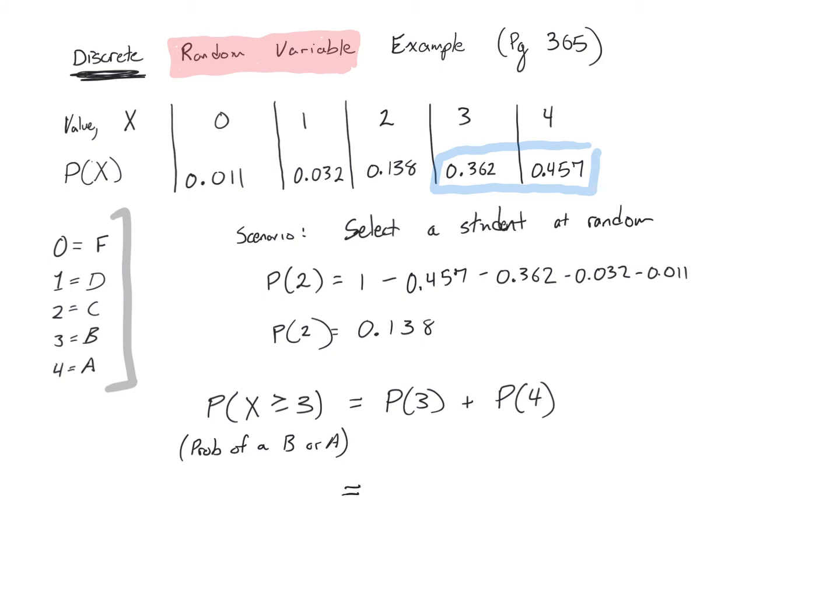For now, because it's discrete, we just look at all the ones that are at least 3, and we see that there are 2 of them, and so it's going to be 0.362 plus 0.457.